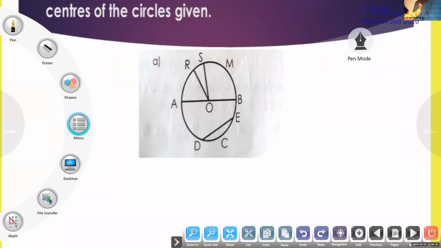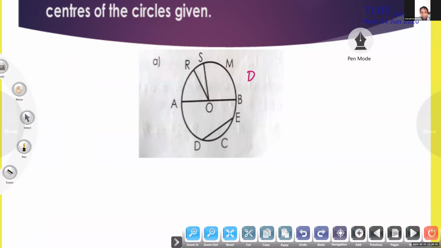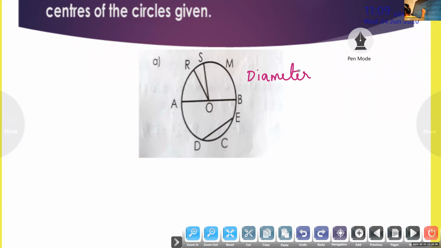Children, can you see the board? Yes, ma'am. Advait, can you name the diameter from the given picture? Diameter. AB. Very good. You can see the diameter passes through the center. Very good. Excellent. Don't write anything now.